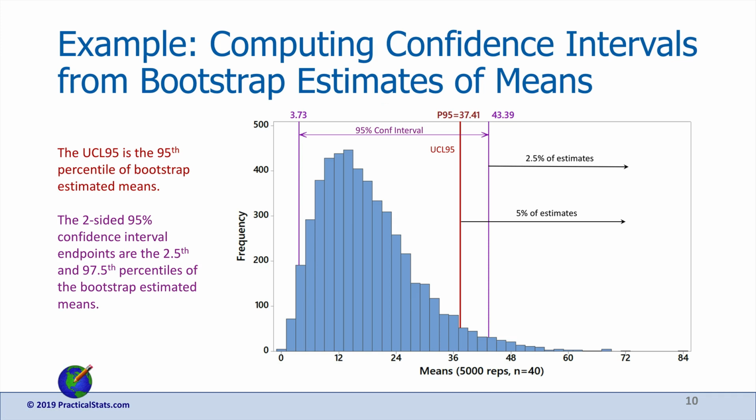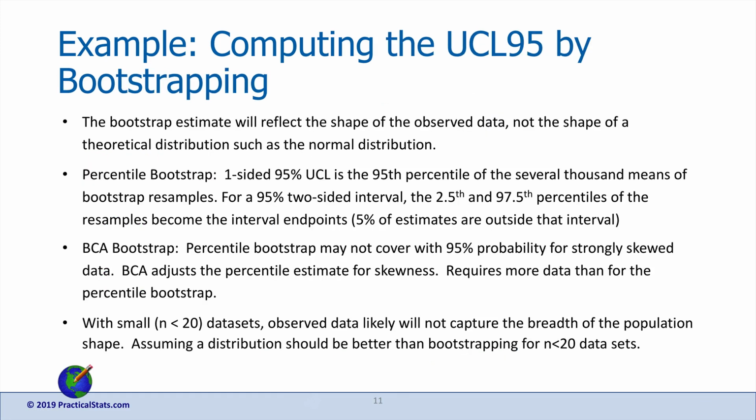If you wanted a two-sided 95% confidence interval, you'd go to the 2.5 percentile at the low end and the 97.5 percentile at the upper end. So there's 2.5% beyond those two values, to the left and to the right, or a total of 5% of the estimates outside of that range. So that range from 3.73 to 43.39 in purple is our estimate of the 95% confidence interval on the mean. So that's a bootstrap UCL and a bootstrap confidence interval.